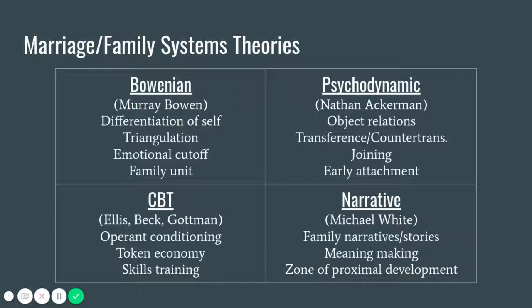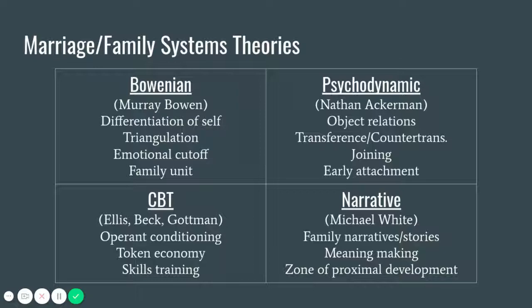You see there that some distinctives of the Bowenian approach are differentiation of self, triangulation, emotional cutoff, and the idea of a family unit. Now, these others are obviously rooted in theories that work with individuals as well: psychodynamic, CBT, and narrative. And so those theories, as they relate to family systems, are very similar to their individual theories. With psychodynamic, object relations is going to be important, transference and countertransference, joining, and looking at early attachment. CBT is going to be focused on skills training, implementing systems like a token economy, operant conditioning, and Gottman would fall into CBT, as well as Ellis and Beck.